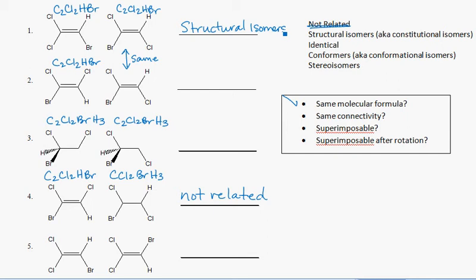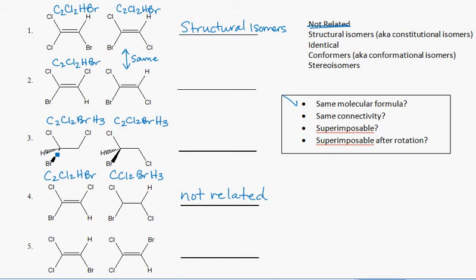But just to be thorough, let's look at pair number 2. Pair number 2 has a double bond between two carbons. On the first carbon is a chlorine and a bromine. On the second carbon is a chlorine and hydrogen. The second molecule in that pair has the same connectivity. The second carbon, however, has the hydrogen going up instead of down.